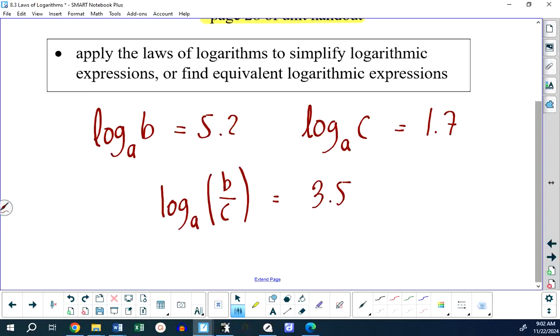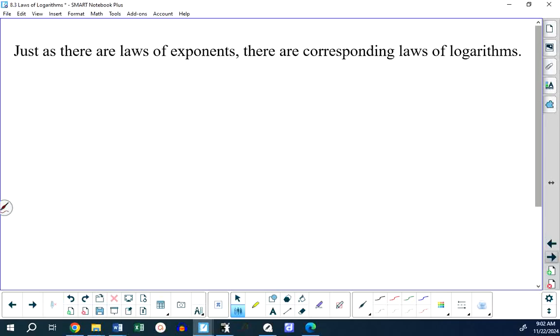Because this is a problem that I said, if we knew the laws of logarithms, you could find the answer to this question just like that. There's nothing to it. Okay? So, just as we have exponential laws, we also have logarithmic laws.